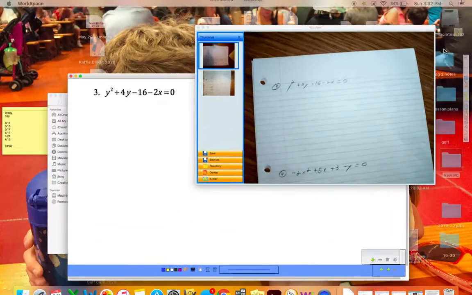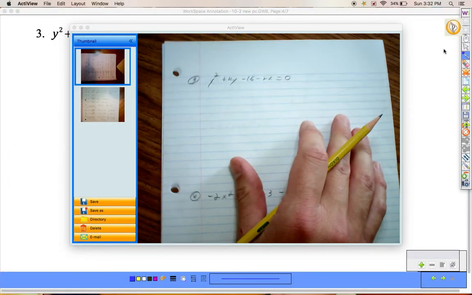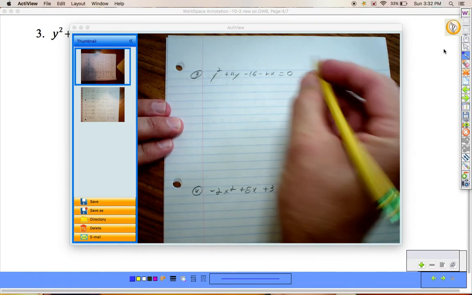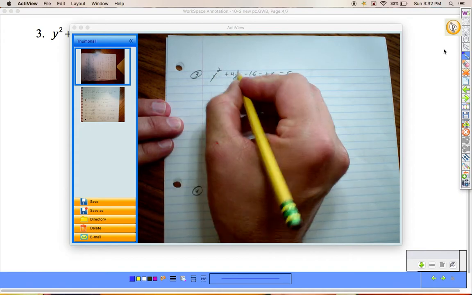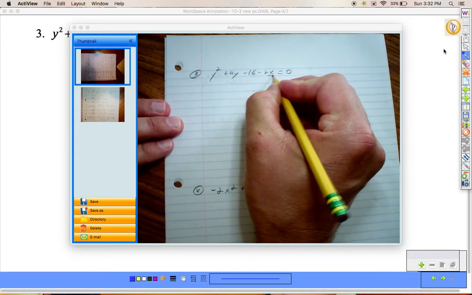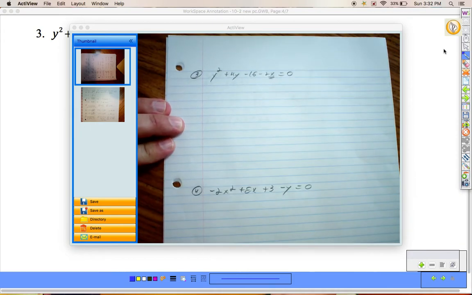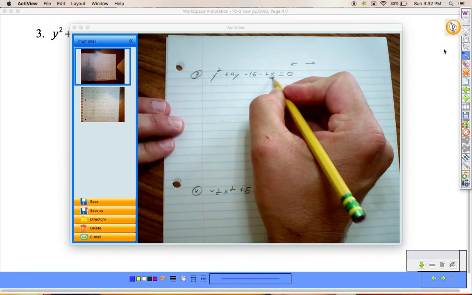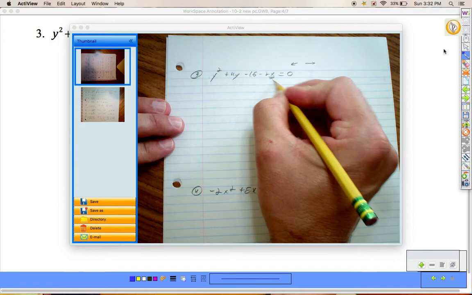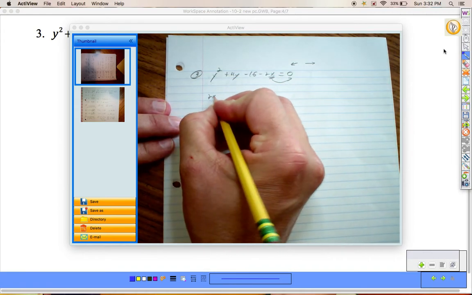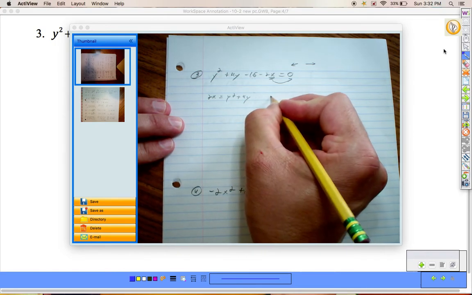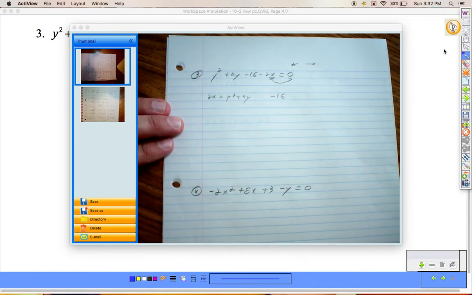All right, so I'm going to go over to my paper and start doing it here. Looking at this, my first thought is I have a y squared, a y, a number, and an x. I need to solve for x. This is going to be a parabola that either opens to the right or the left because I can easily solve for x. So I'm going to move the 2x. 2x equals y squared plus 4y. I'm going to leave a space, minus 16.